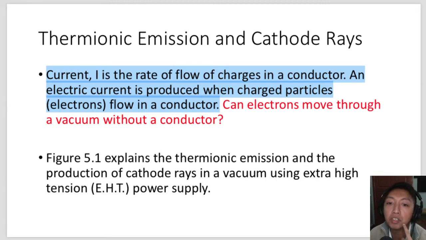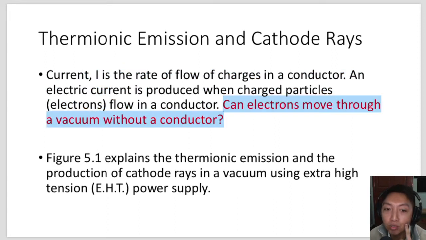Now, here's an interesting question. Can electrons move through a vacuum without a conductor? What we have done before this in electricity is that we always have the electrons flowing through a conductor, some sort of wire or some other type of metal to flow through. And this question now is, can electrons move through a vacuum without a conductor?